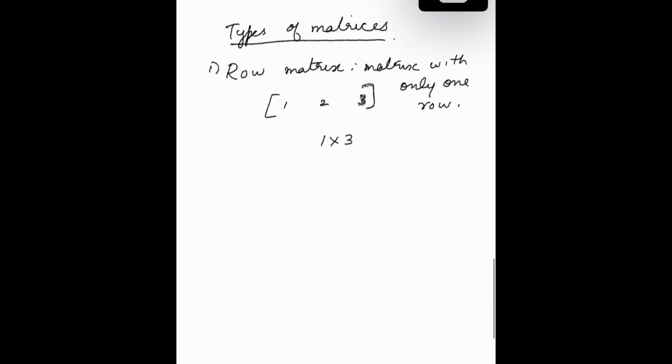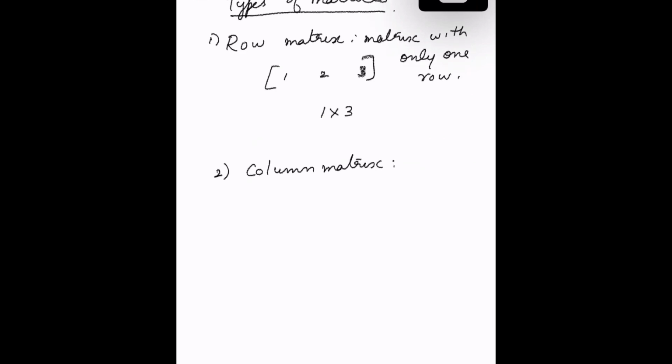So if that is the concept, what would be a column matrix? If a row matrix has only one row, what would a column matrix be? A column matrix has only one column, right? So for a column matrix, you will write 1, 2, 3. The order is always going to be 3 by 1. This is what you are bothered about: how many columns are there? A matrix with only one column is called a column matrix.